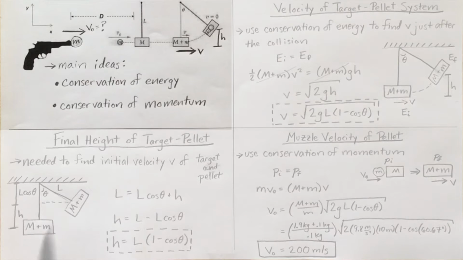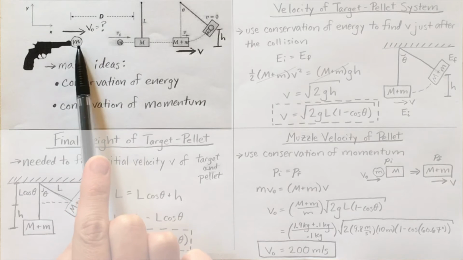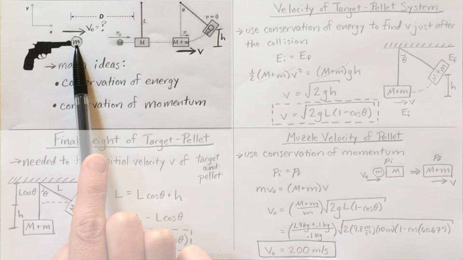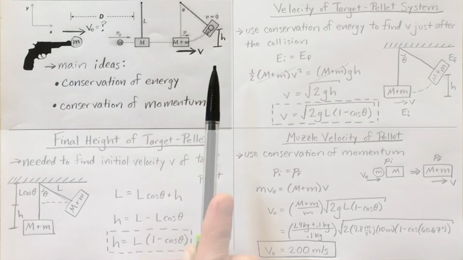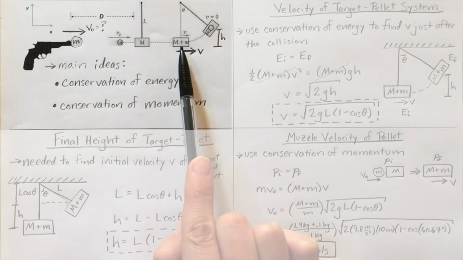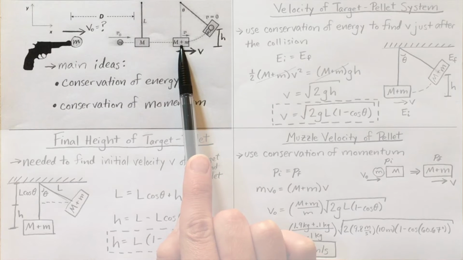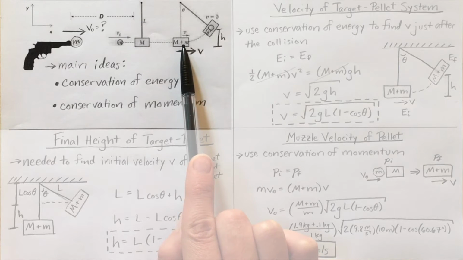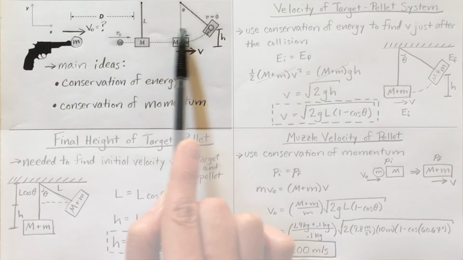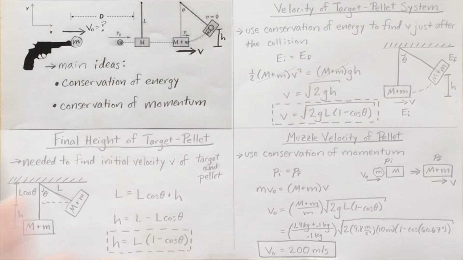This question asks us to find the muzzle velocity of the pellet, that is, the velocity of the pellet right after it was fired from the gun. To find this information, we will first use conservation of energy and the information given about the swinging motion of the block and the pellet to find the velocity of the block and pellet just after the collision. Then, using conservation of momentum and this velocity we just found, we'll be able to figure out the muzzle velocity.